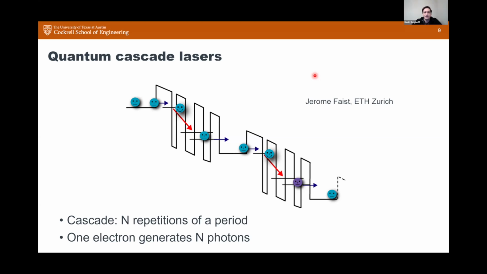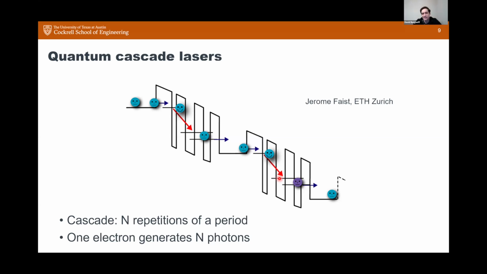And so you can see that when the electrons are emitting photons, they're very happy, and when they're in these regions in between, they're a little bit less happy. The region in between is called the injector, basically where you're collecting electrons and preparing them for injection into the upper state. And then once they're in the upper state, they emit a photon and they go into the lower state. So that's the general idea of a quantum cascade laser.